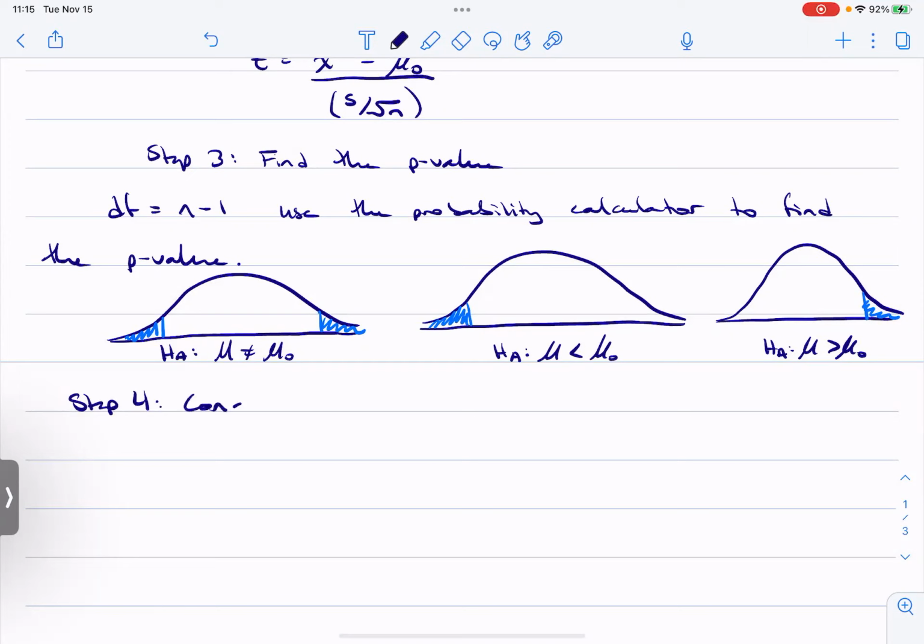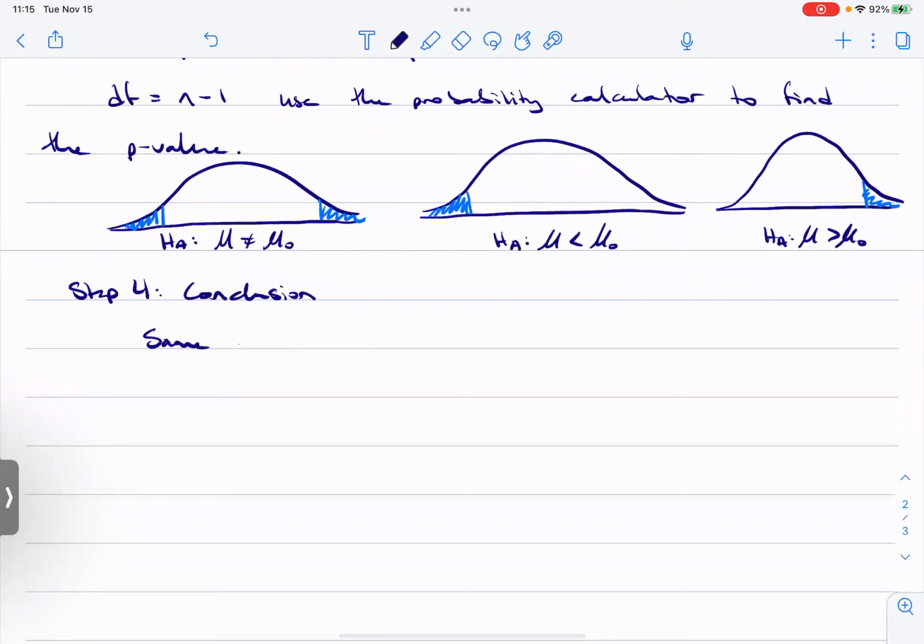Step 4 is the conclusion, which is the same as always. That's why it's so worthwhile. How you state your conclusion is always going to be the same. You're going to compare your p-value to the alpha level. Then that will determine what your conclusion in terms of H naught is. And then you can use that to state your conclusion in terms of the question, right? That's always your conclusion. I'm not going to write that down here because we're going to do a proper one.